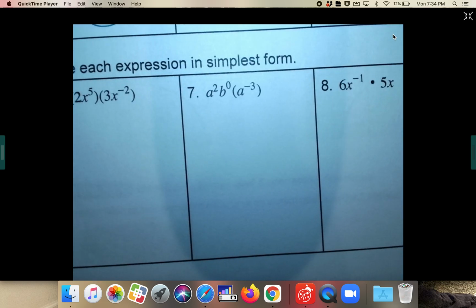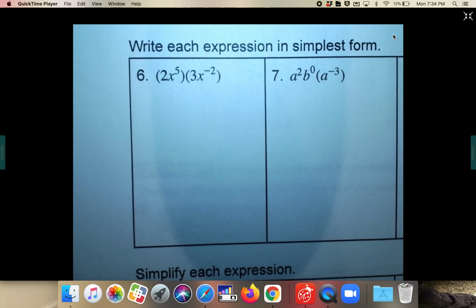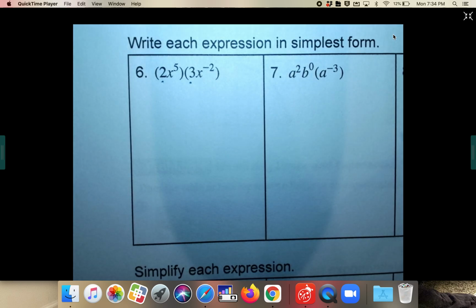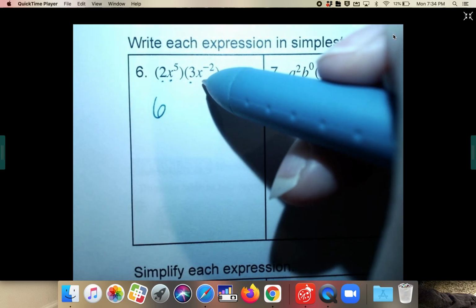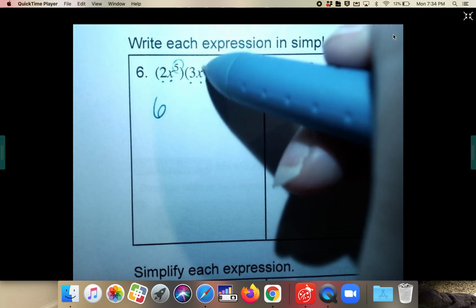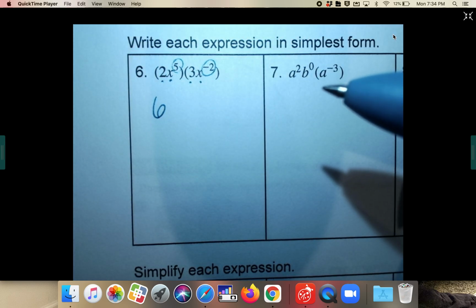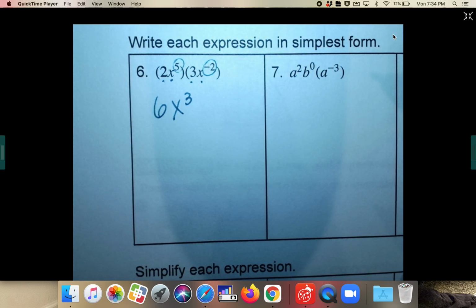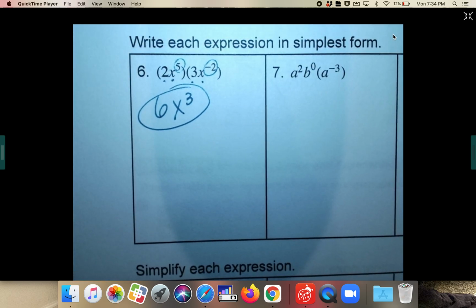Okay, number 6, you can go ahead and multiply these numbers that are out front, so that would be 6. X's are the same base, so their exponents can get added. 5 plus -2 is -3, so it's +3. So x to the 3rd. So that's it. 6x to the 3rd.